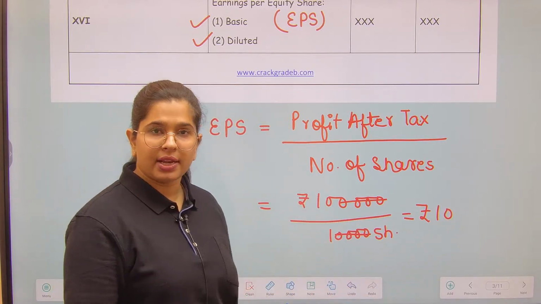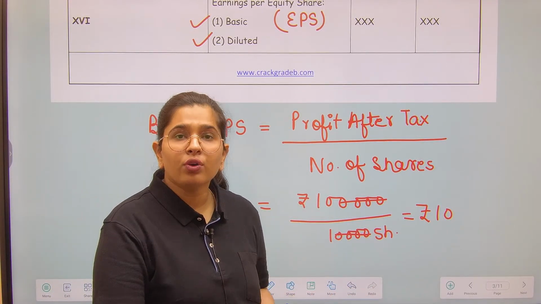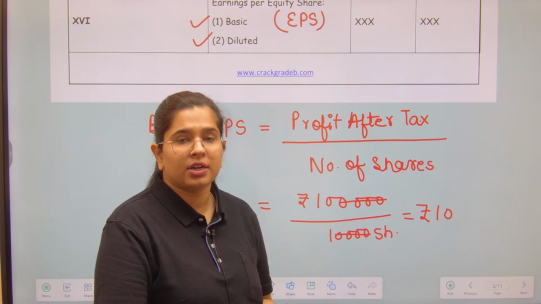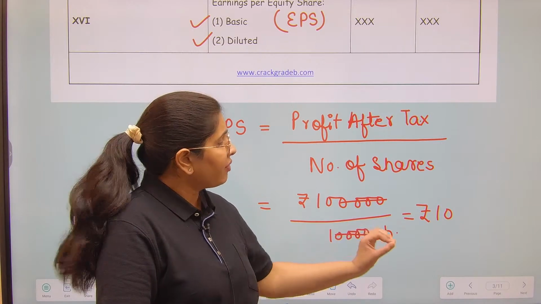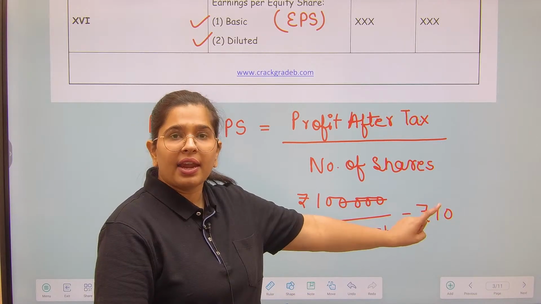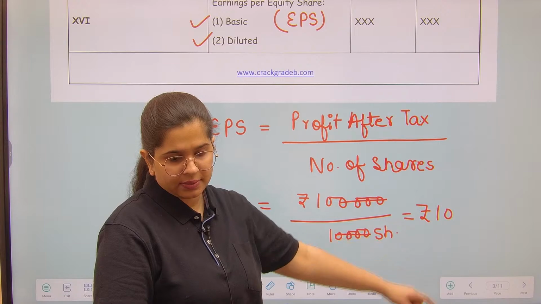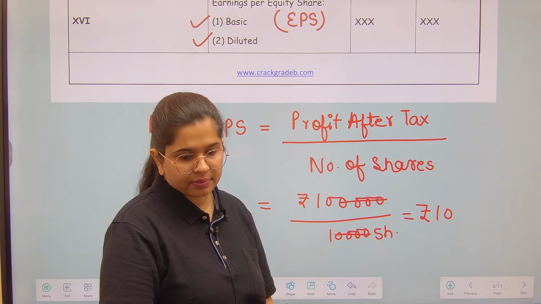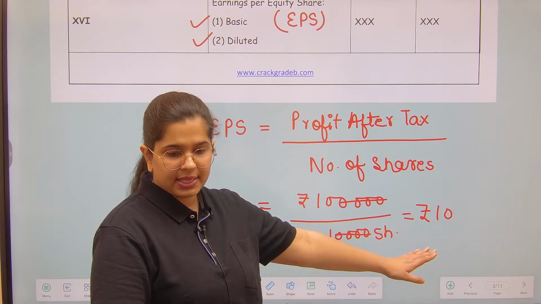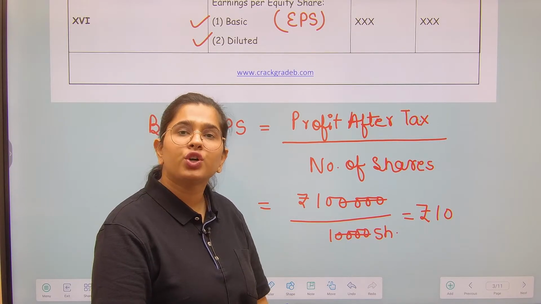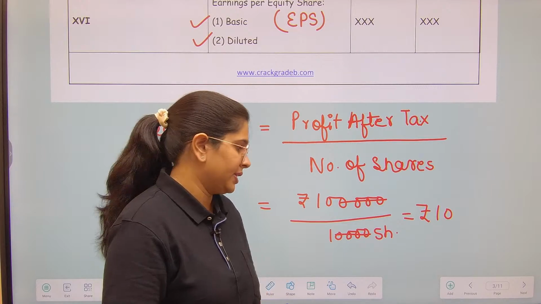Here the report wants to tell the shareholders as well as other stakeholders that for every share we are giving an earning of 10 rupees. Right? So this is your basic EPS. Now we are going to talk about the diluted EPS.